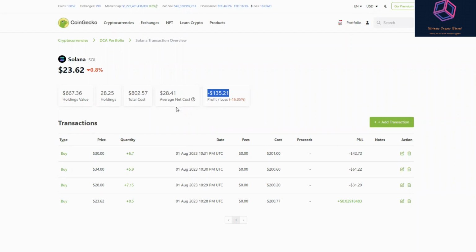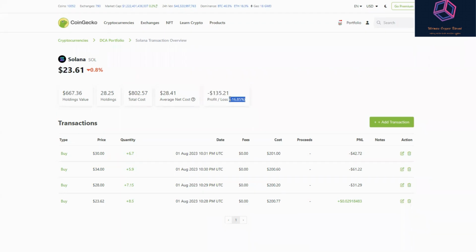Now you're thinking, actually, I have done dollar cost averaging. I started with $23, then it went to $28, then it went to $38, and now it's gone to $30. And my average cost has gone 28.41. I'm losing money right now. I'm nearly 17% down on what I've spent so far in one coin.